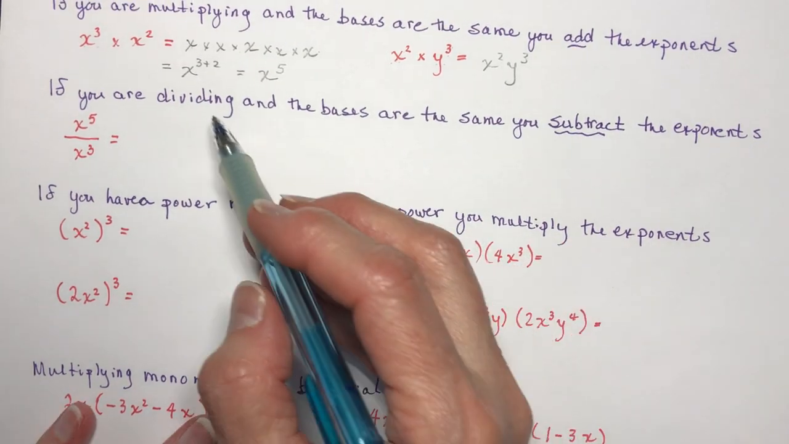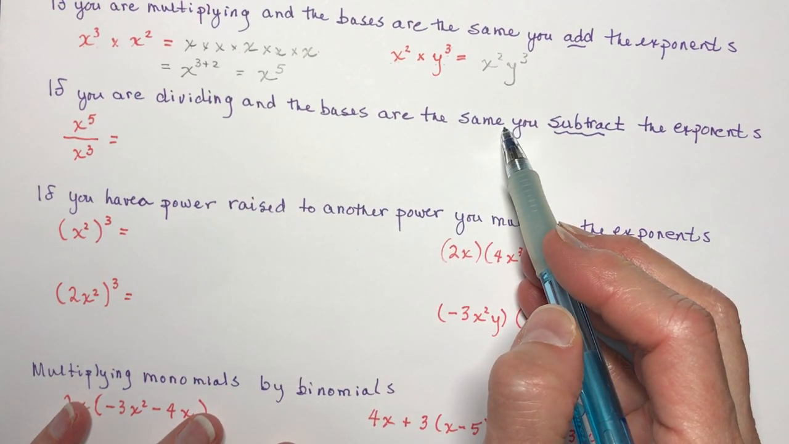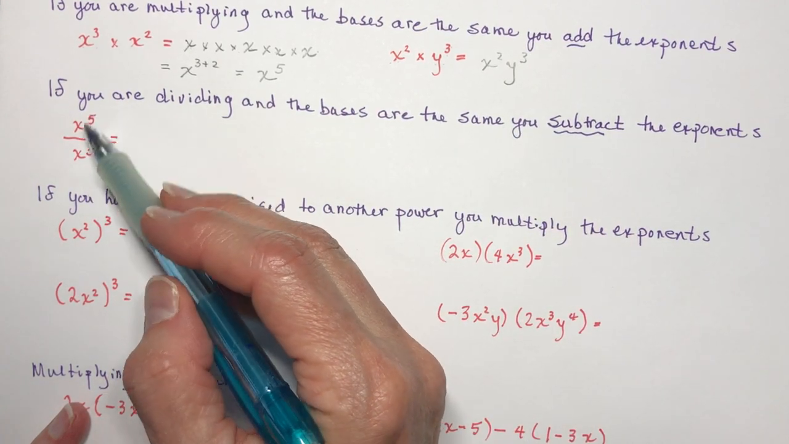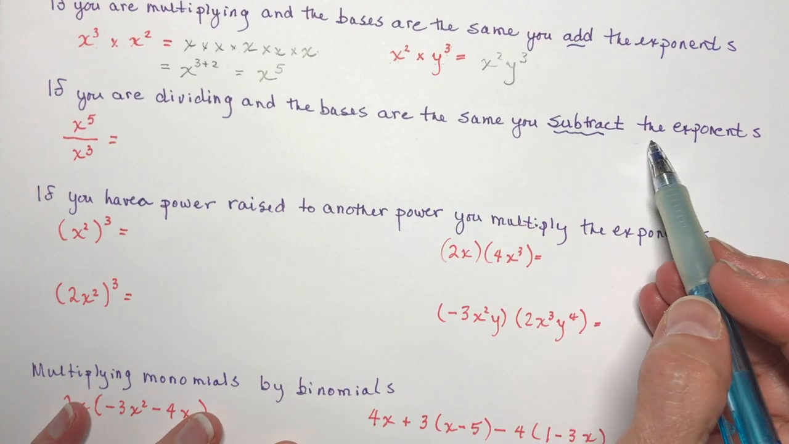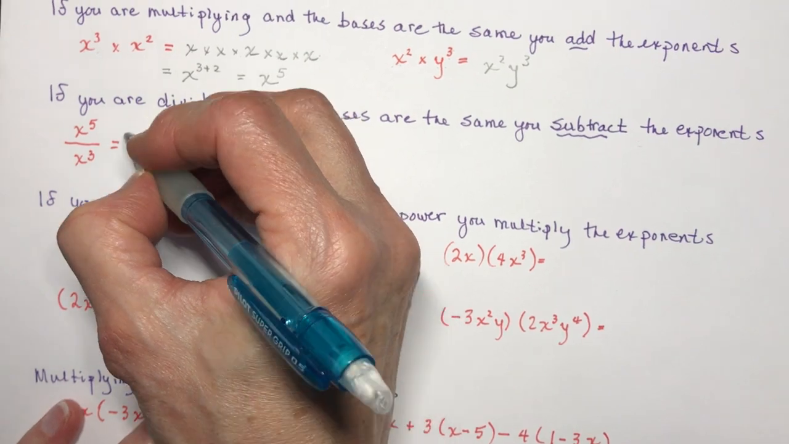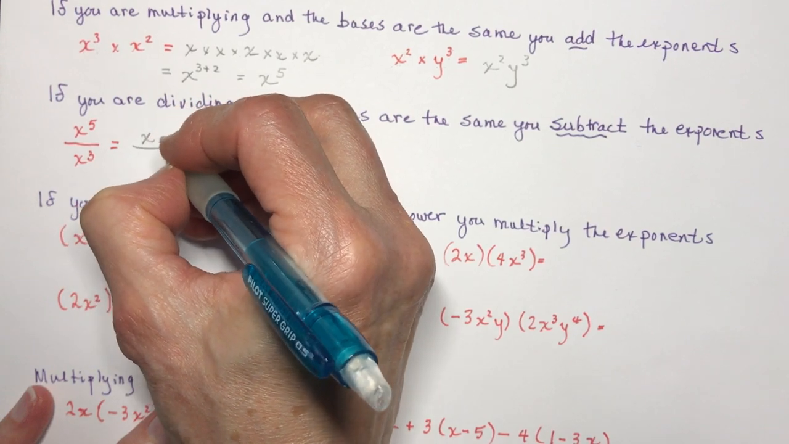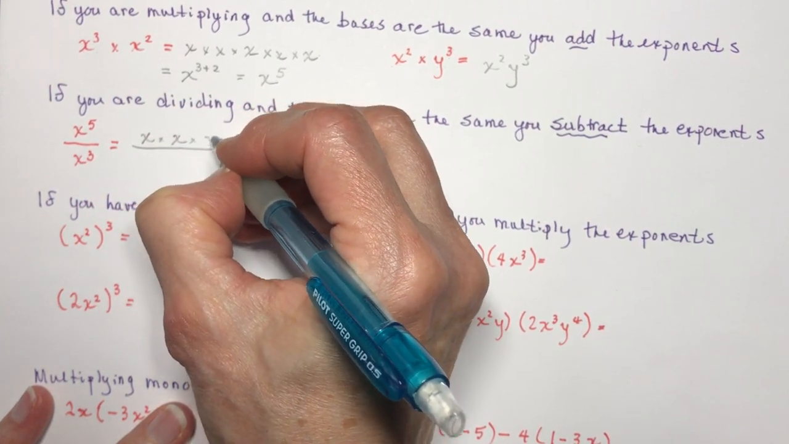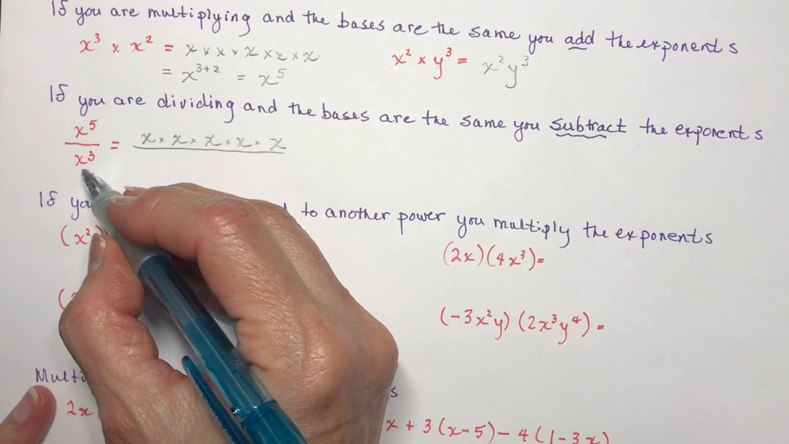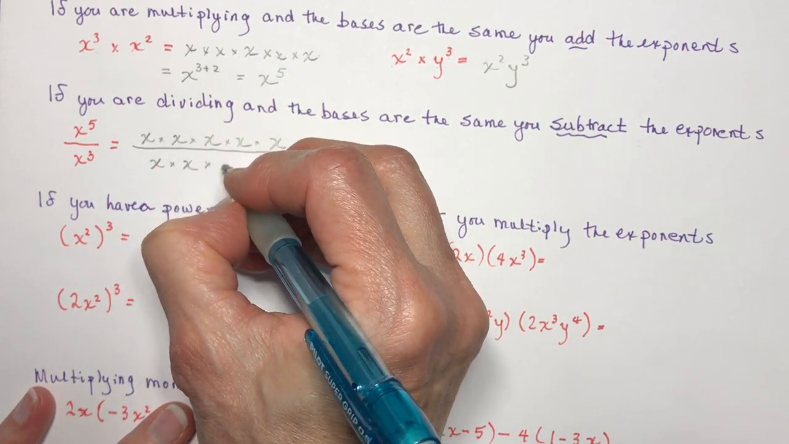Okay, now if you are dividing, this is your next exponent law, and the bases are the same. Again, you can't divide x's from y's, or y's and x's, they have to be the same. So in this case, I have the same base, I'm going to subtract the exponents. So I'm going to show you why, and that's because in the numerator here, if I have x to the power of 5, that means I have 1, 2, 3, 4, 5 x's up here. In the denominator, I have x cubed, so that's x times x times x.